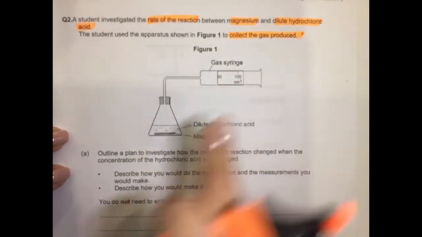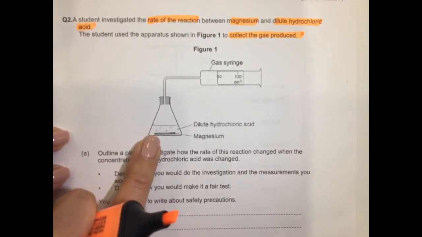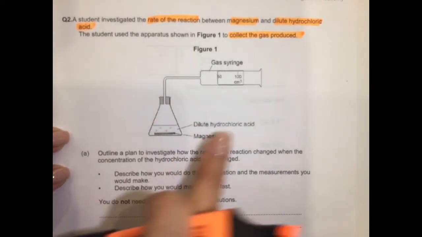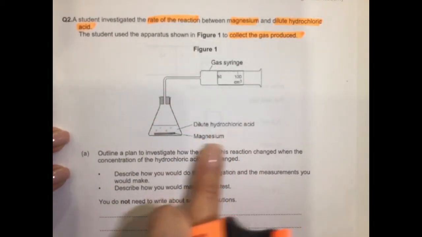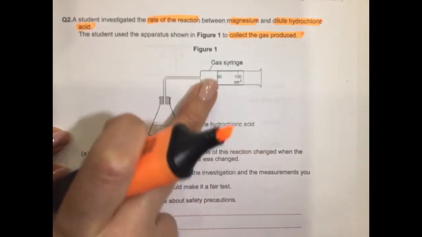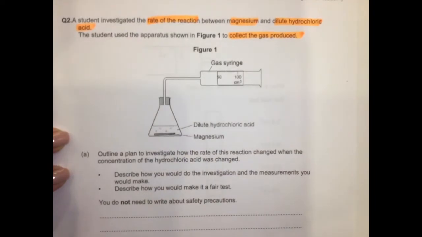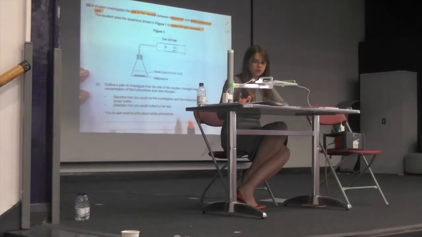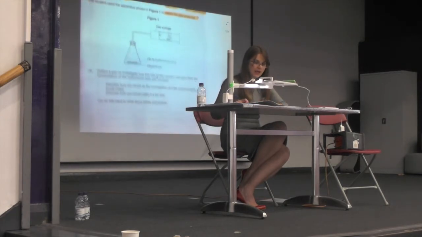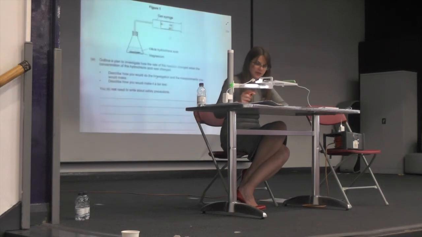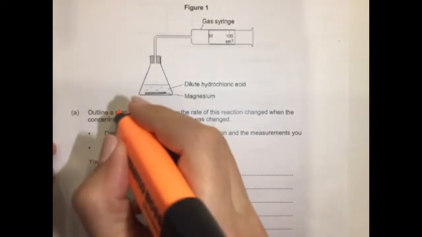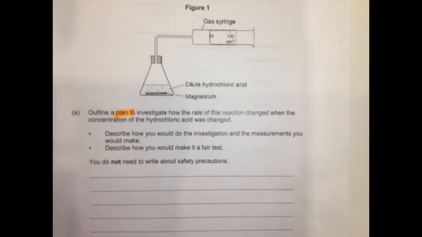So we've got a gas syringe here. The gas is given off in the conical flask when the acid and the magnesium react. It then travels up this tube and pushes the syringe out. So you can measure how much gas is given off. So what you've got to say is, what would you do? You're given this equipment, what would you do? So the next bit says, outline a plan. And when it's talking about a plan, it means a method. Outline a method.